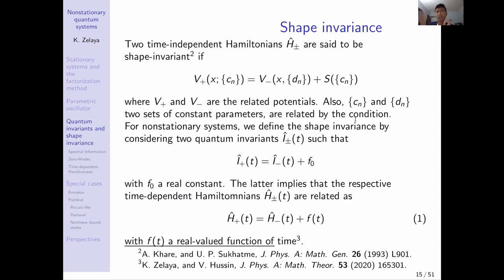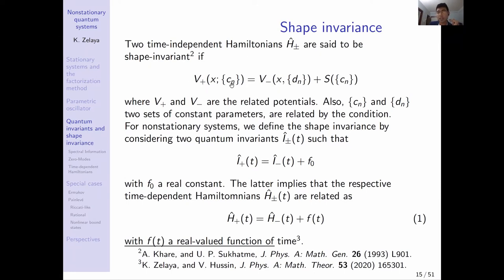Professor Jung just pointed out, in order to be clear, that here I'm just presenting the idea of shape invariance. In the context of the factorization method I presented at the beginning, we have two Hamiltonians, which are related through the factorization operators. Each one of these Hamiltonians defines a potential. If the potentials defined by this factorization are given by this relation, we say that they are shape invariant.